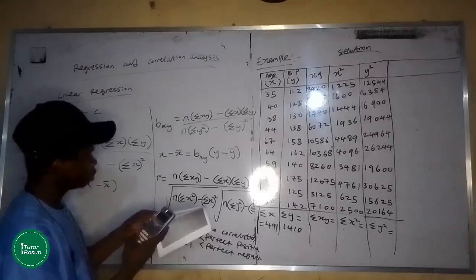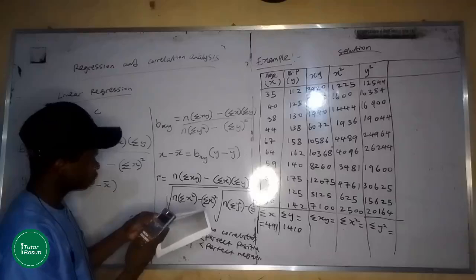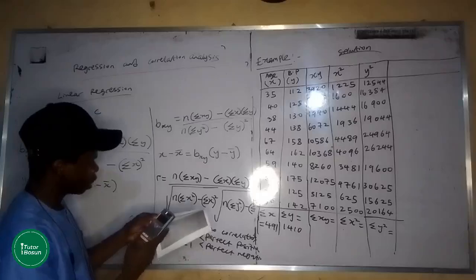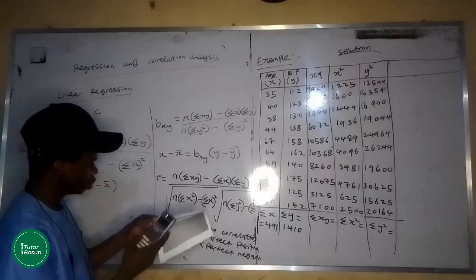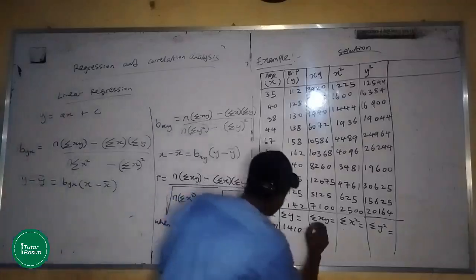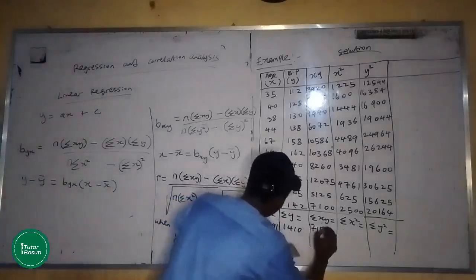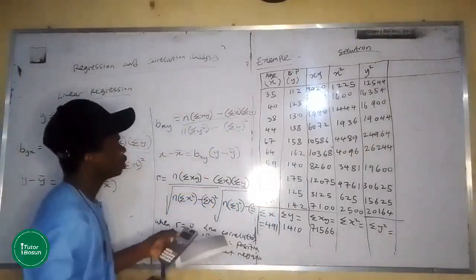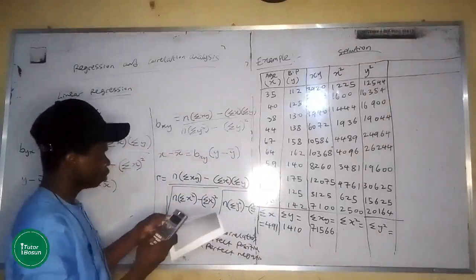plus 10368 plus 8260 plus 12075 plus 8125 plus 7100. So this gives us 71566. So let's have our summation x squared as well.